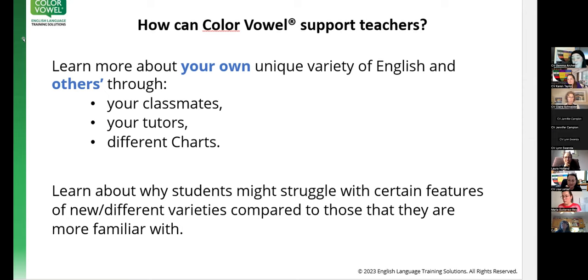And finally, when you learn about the chart and about the different features of the chart, you become aware of ways that you can use the chart to help students to cope, to comprehend these different sounds, these different varieties that they are less familiar with. So you can point these out, you can compare and contrast different varieties to give students that experience that they may not be getting anywhere else.